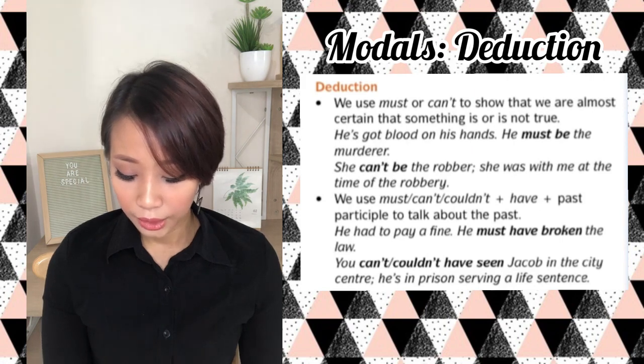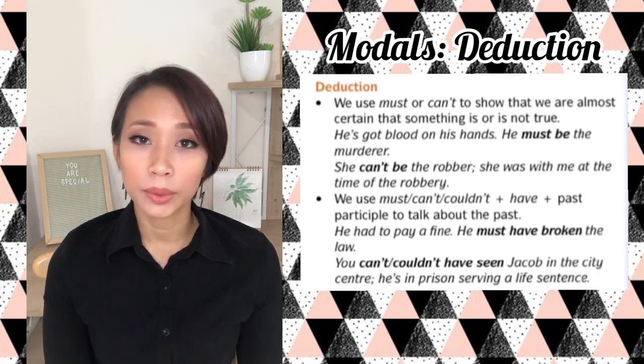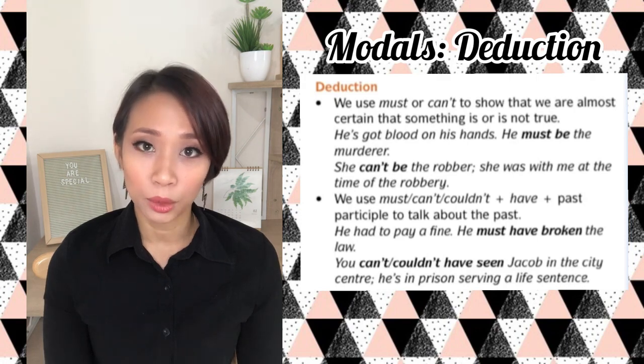You couldn't have seen Jacob in the city center. He's in prison serving a life sentence. Tidak mungkin anda ternampak Jacob di pusat bandar kerana dia di penjara seumur hidup. Dalam kedua-dua contoh ini ialah dua benda yang kamu hampir pasti, tetapi benda ini berlaku di masa lalu.